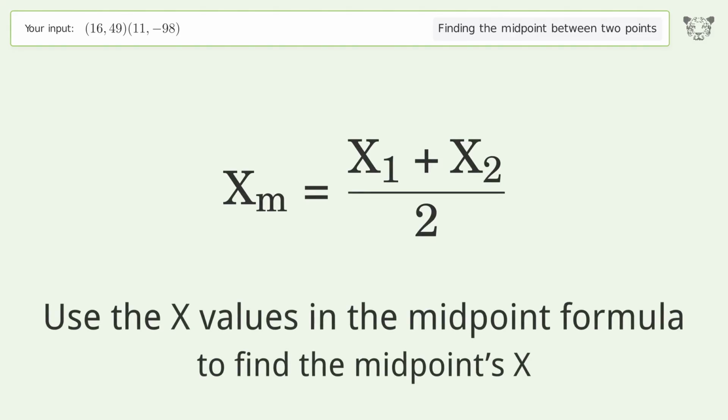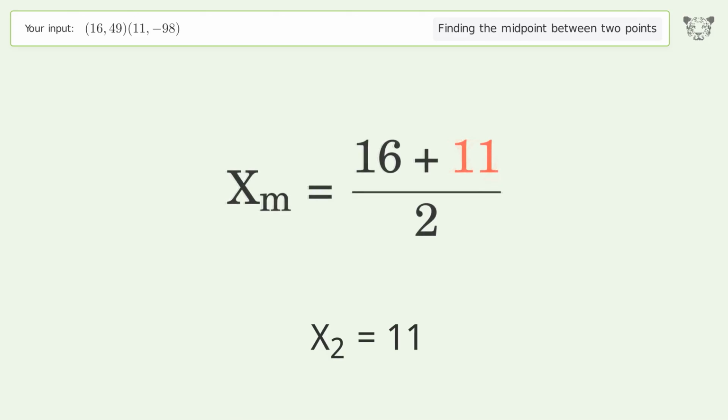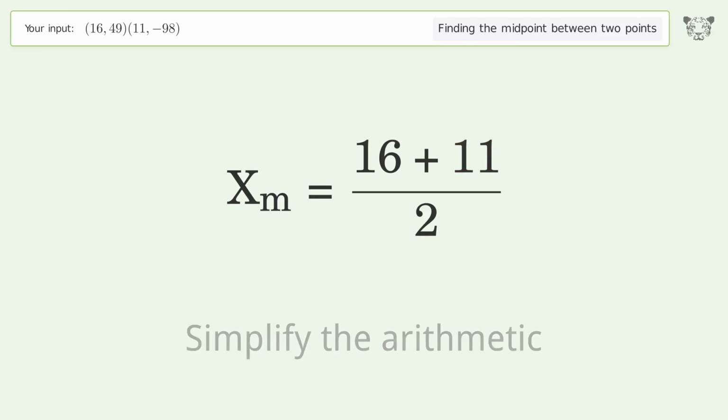Use the x values in the midpoint formula to find the midpoints x. x1 equals 16. x2 equals 11. Simplify the arithmetic.